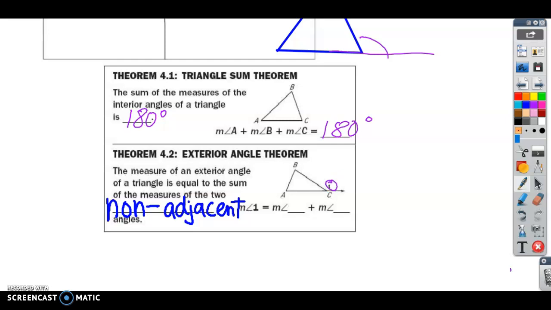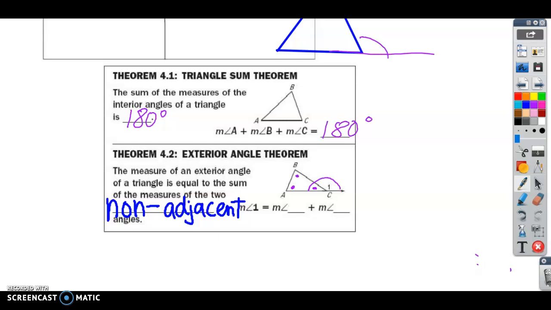The measure of an exterior angle of a triangle is equal to the sum of the measures of the two non-adjacent angles. What does that mean? It just means that we've got an adjacent angle with angle 1 here, right? Those two are supplementary because they form a straight line. So those two angles are supplementary. The other two interior angles, if you think about it, all 3 of those interior angles add up to 180. So all 3 of those angles together are 180. And then these 2 angles are 180.